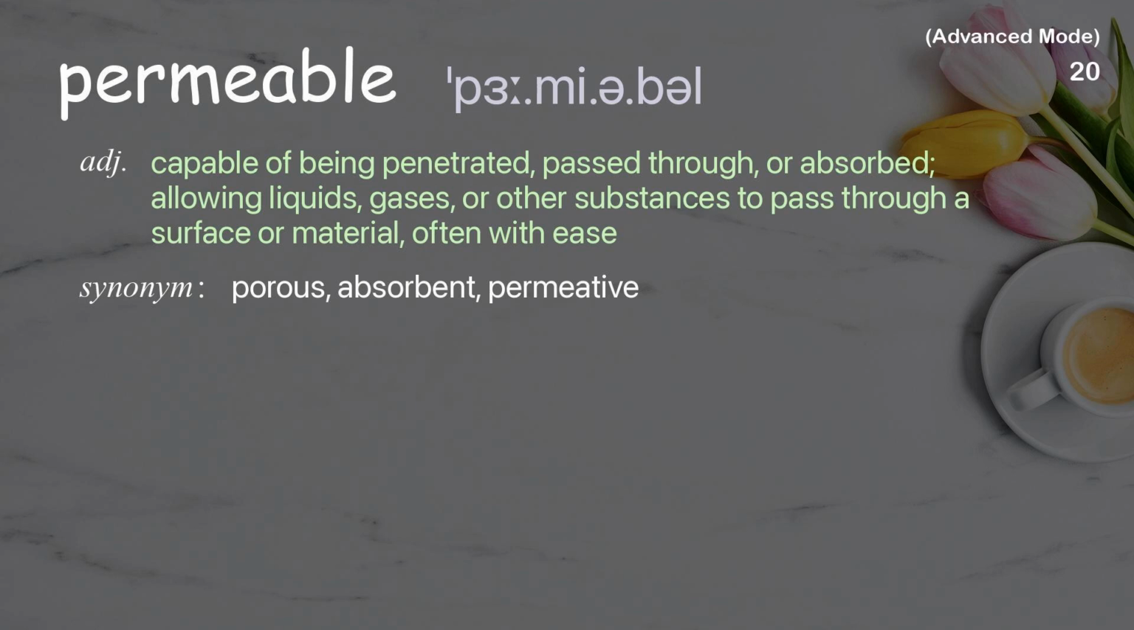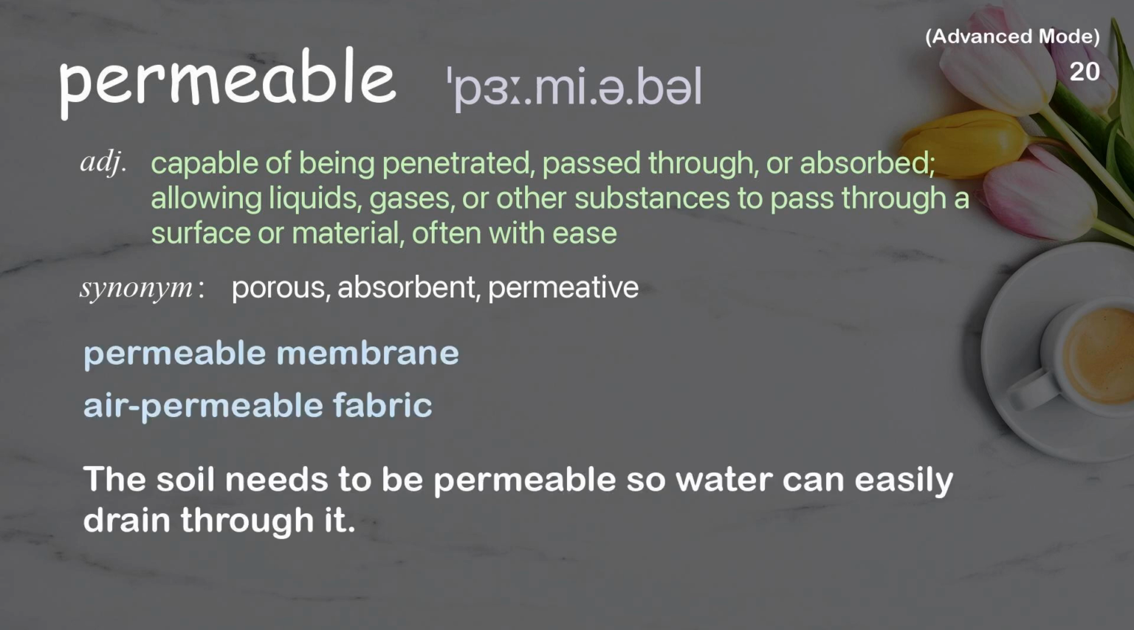Permeable. Capable of being penetrated, passed through, or absorbed, allowing liquids, gases, or other substances to pass through a surface or material, often with ease. Examples: Permeable membrane, air-permeable fabric. The soil needs to be permeable so water can easily drain through it.